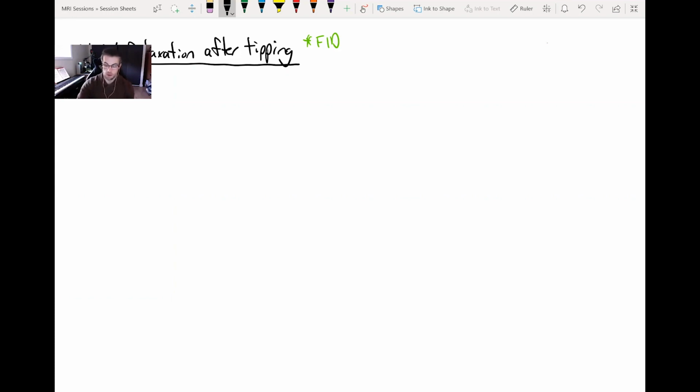So I talked about before the break how we're going to move into gradients, but I was wrong. We're going to talk about relaxation of the NMV first, because that is another important concept that I think makes more sense before gradients. So we have our net magnetization vector, and because we have applied that B1 field at the resonant frequency of the NMV, we have effectively tipped it into the transverse plane.